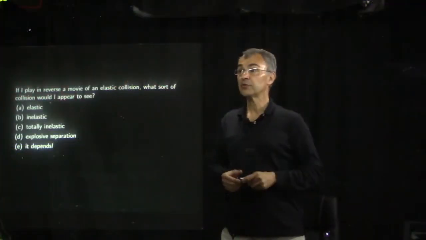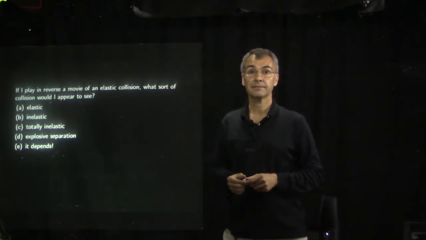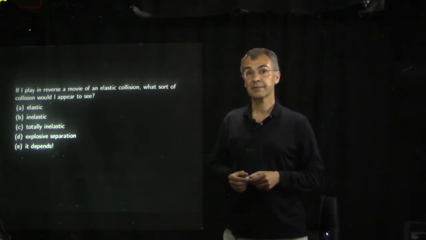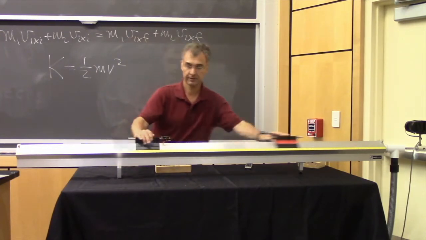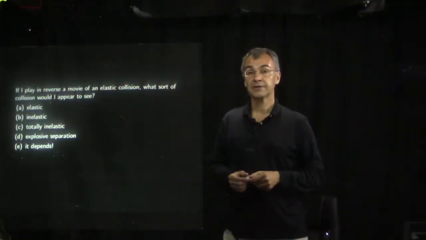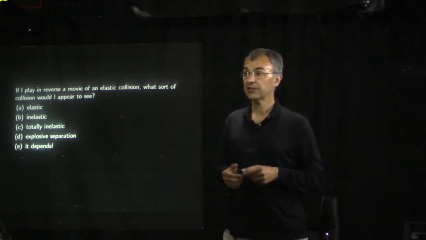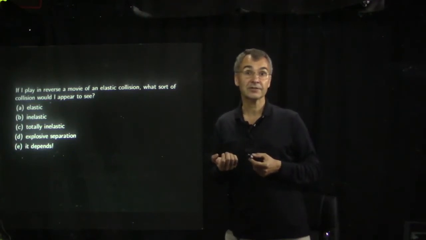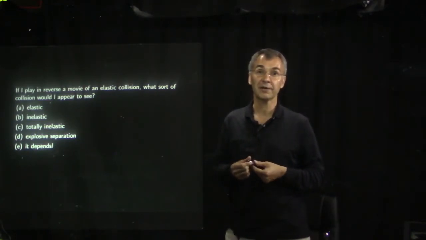If I play in reverse a movie of an elastic collision, what sort of collision would I appear to see? Think about that. The relative speed after is the same as the relative speed before. So it turns out if you play in reverse a movie of an elastic collision, you see an elastic collision. As a matter of fact, one thing that distinguishes an elastic collision is that you can't tell whether the movie is playing forward or backward.